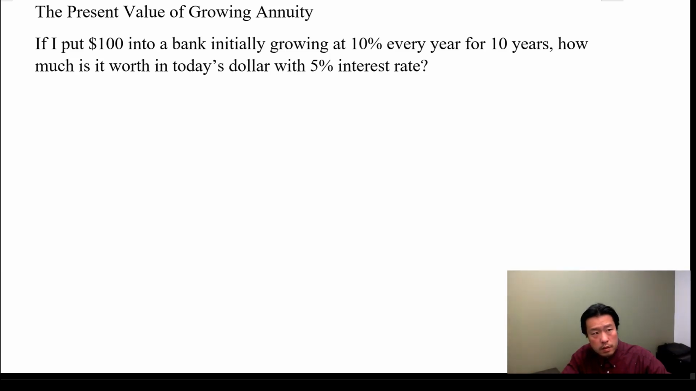Today, let's get a closed form formula for the present value of growing annuity. If I put $100 into a bank, initially growing at 10% every year for 10 years, how much is it worth in today's dollar with 5% interest rate?